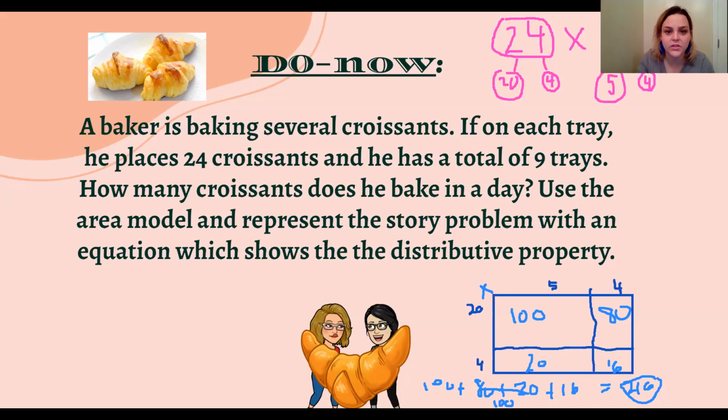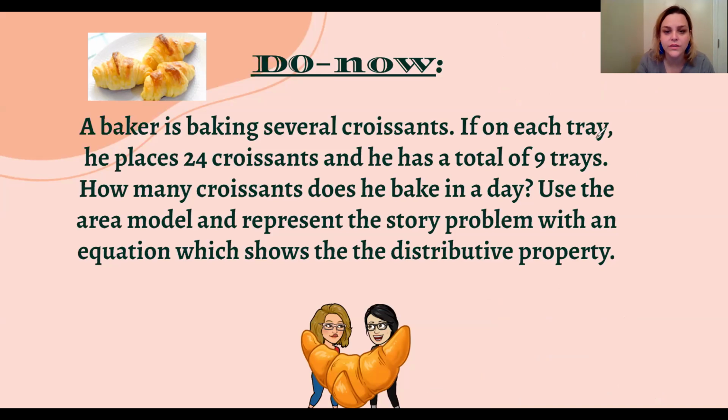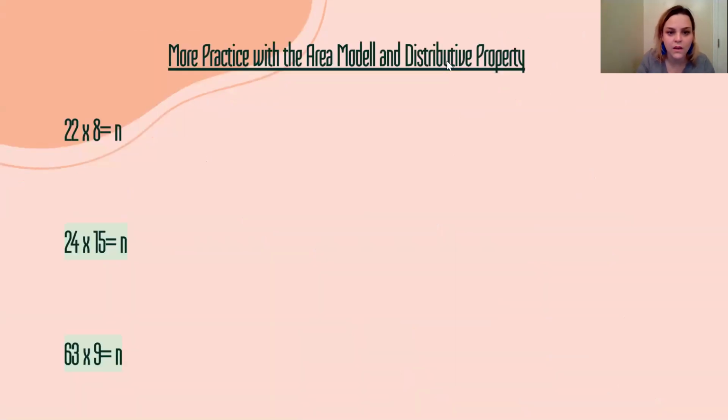So I'm going to clear my page, and then we're just going to have some extra practice with area model with different equations. Okay, so now we're going to do a few more. We're actually going to do one more together, and then the next two, I want you to try on your own, and in your small group at some point this week, you're going to meet with your teacher so that you can go over the answer for 24 times 15 equals n, and 63 times 9 equals n. So we're going to start with 22 times 8.